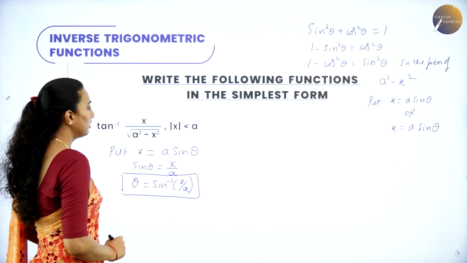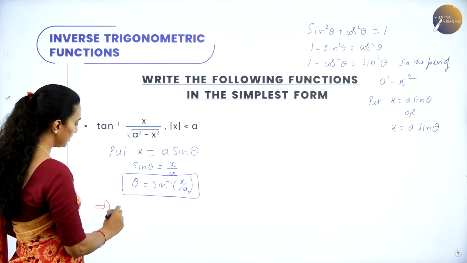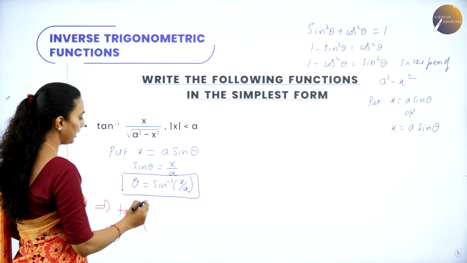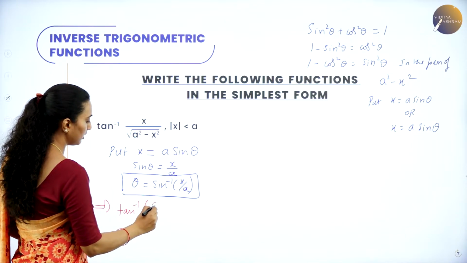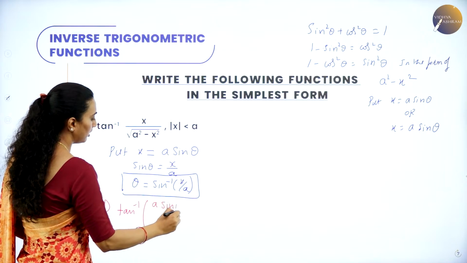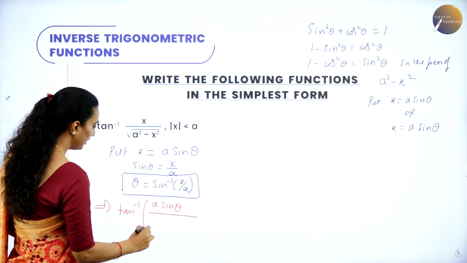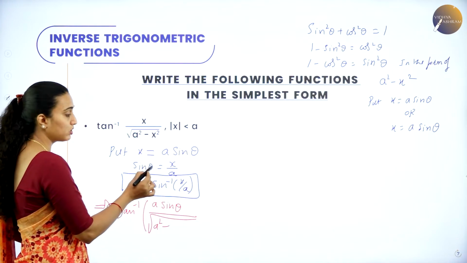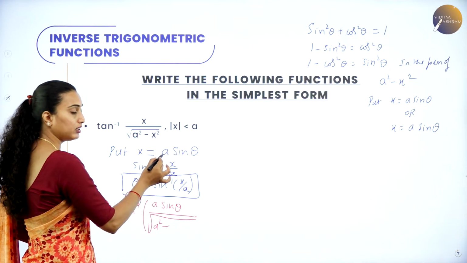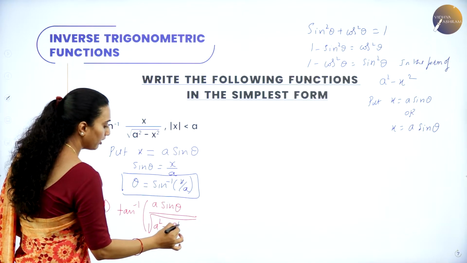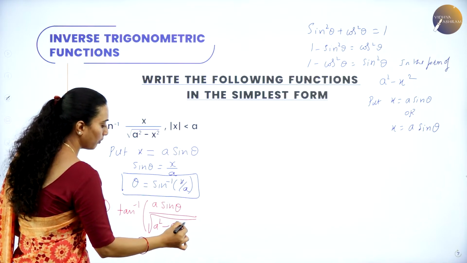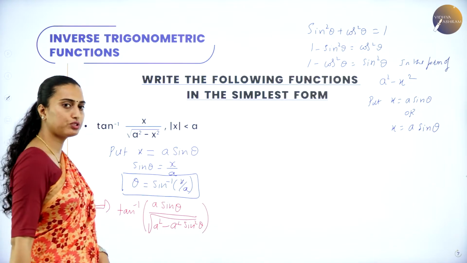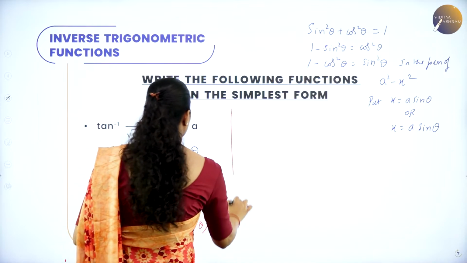So what happens here? I can take down this tan inverse of, what is that? x can be written as a sine theta divided by under root a squared minus x squared, which is what? a sine theta whole squared. A sine theta whole squared means a squared sine squared theta. Correct? Sine squared theta. Understood this one? So next we'll be moving on to the step.